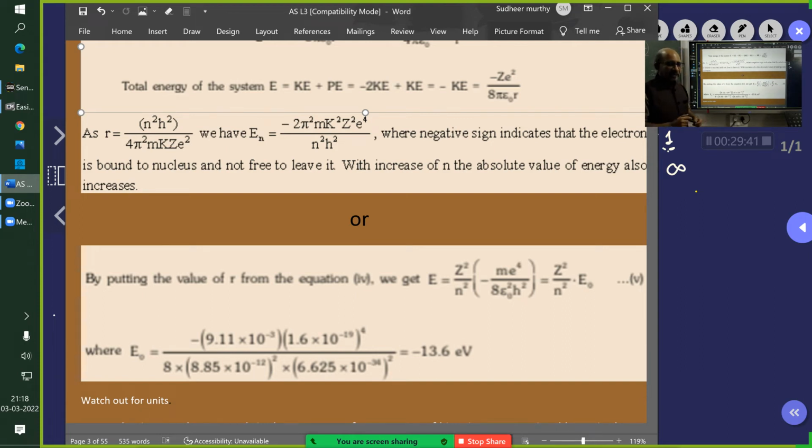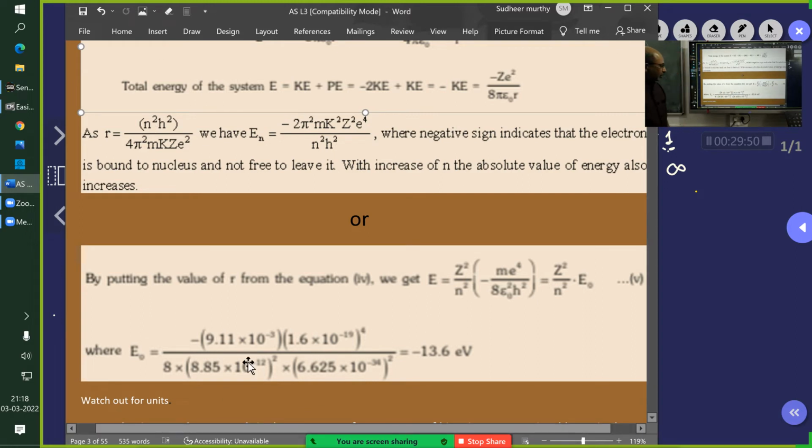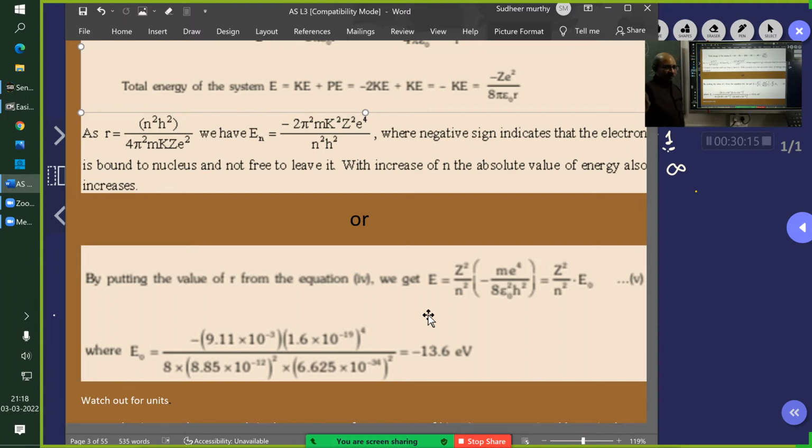or something to calculate, right? So you just tell me what is the value of this if you plug in all the values, and don't start playing with the powers of 10. Leave the powers of 10. Simply multiply 9.1 into 1.6 raised to 4 and divide it by 8.85 square, 6.625 square. Only do this much. What numerical value will you get? Leave the powers.